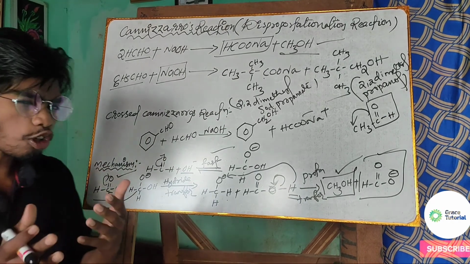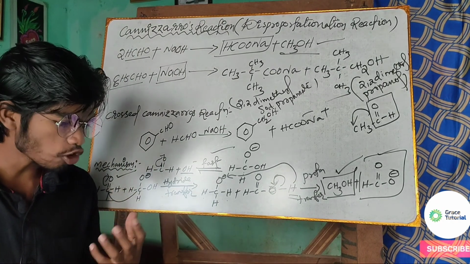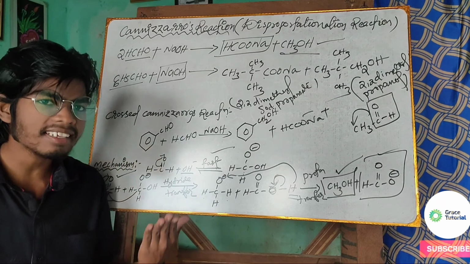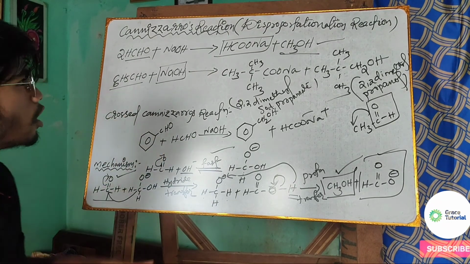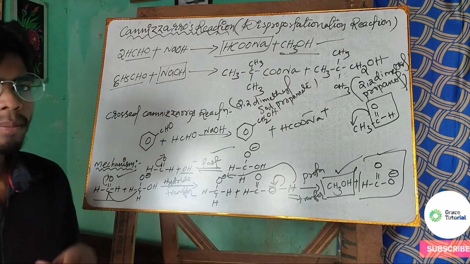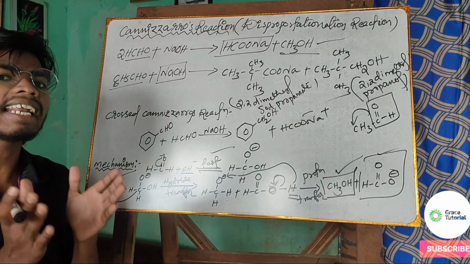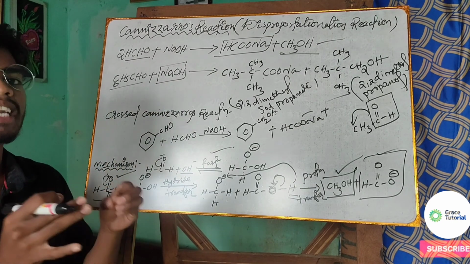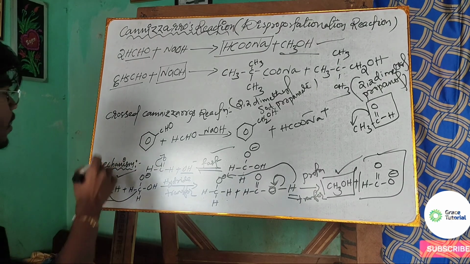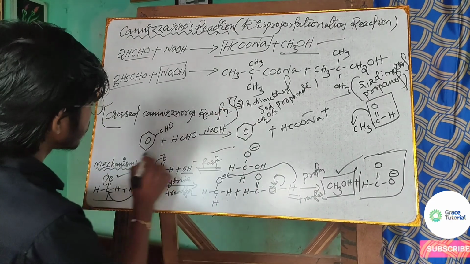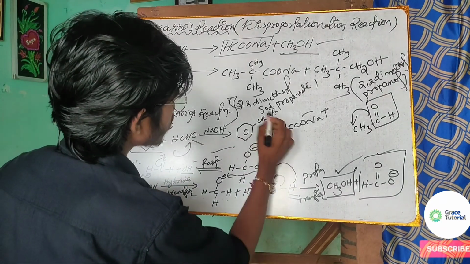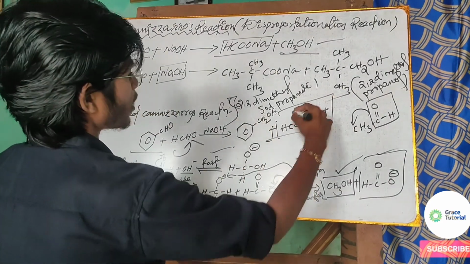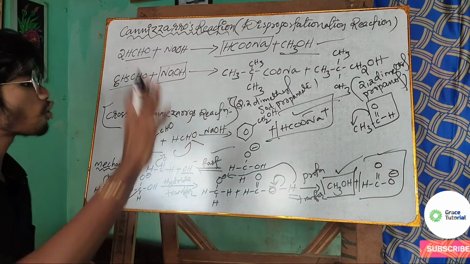So what does Cannizzaro's reaction mean? The Cannizzaro reaction takes place in those aldehydes which do not possess an alpha hydrogen atom. Here you need to remember that concentrated alkali is important to be utilized as the required reagent. And in the crossed Cannizzaro reaction, benzaldehyde reacts with formaldehyde to give benzyl alcohol along with sodium formate. That is the crossed Cannizzaro reaction.